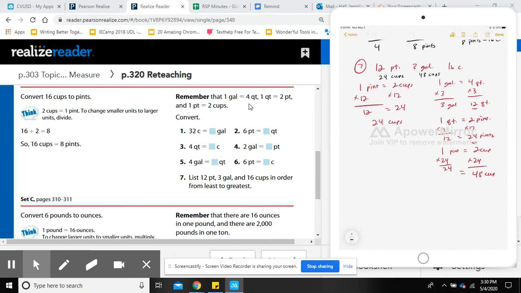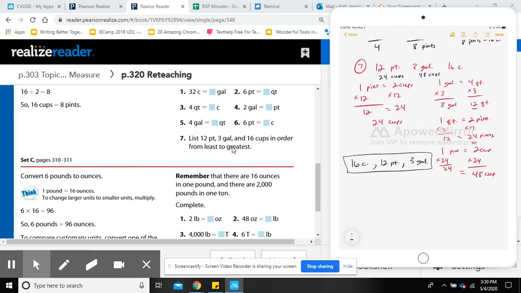Okay, so now we can take them and look at all of them because they're all in units of cups. So we want them from least to greatest. So least would be the 16 cups, right? Then we would have the 24 cups, but really we converted that from 12 pints. So we're going to write 12 pints. And then the 48 cups is the most, which would be 3 gallons. So this would be your answer right here. Okay, let's go on to set C.